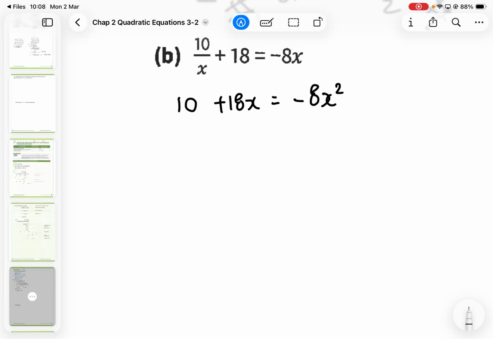Okay, then I have managed to put everything on the left, x squared followed by x followed by number. That is the main thing that I want to achieve. Okay, then I can identify A is 8, B is 18, C is 10.